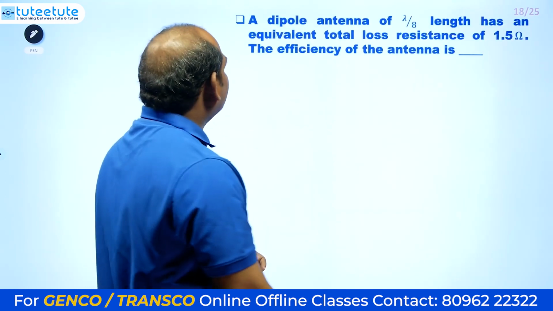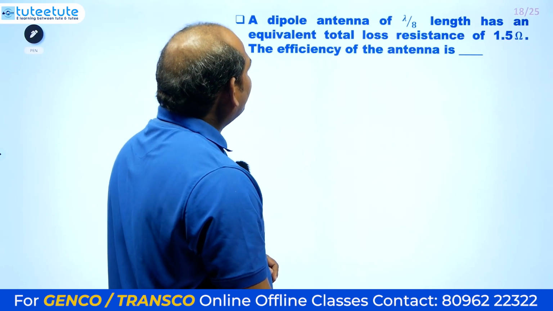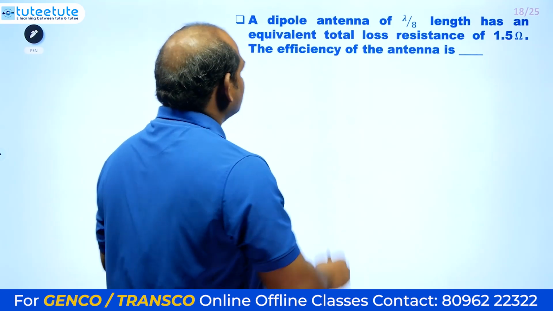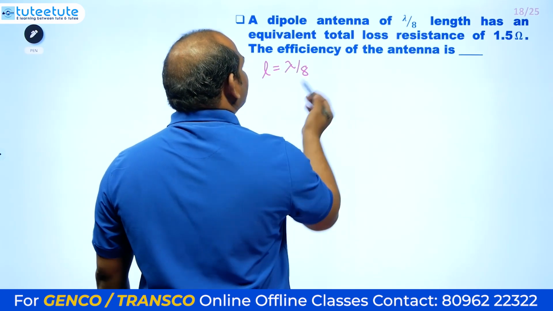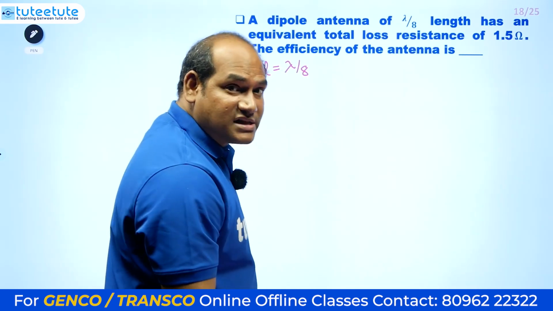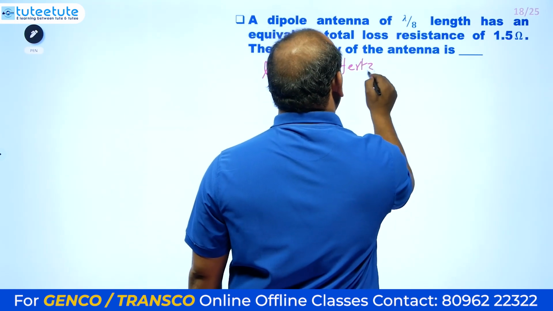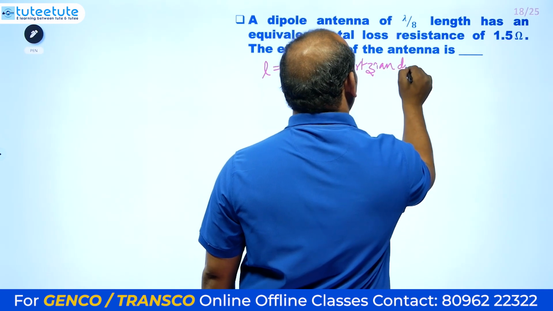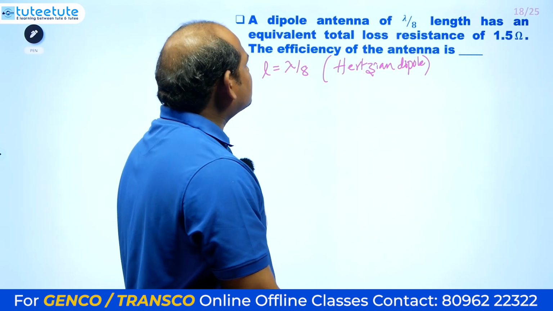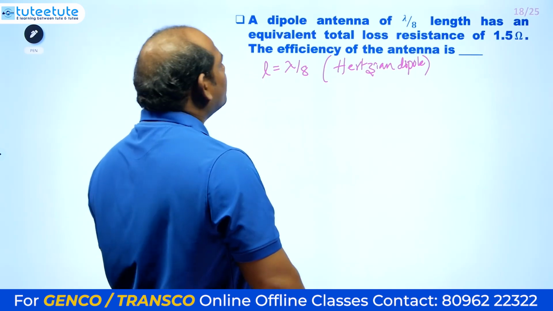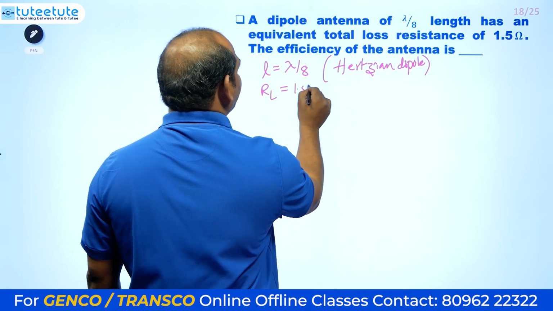Next question we'll see regarding antennas. A dipole antenna of lambda by 8 length, so L is equal to lambda by 8. It is a short length only, which means we can consider the given antenna as a Hertzian dipole antenna. By seeing the length of the dipole, we can consider it a Hertzian dipole. It has an equivalent loss resistance R loss equal to 1.5 ohms.